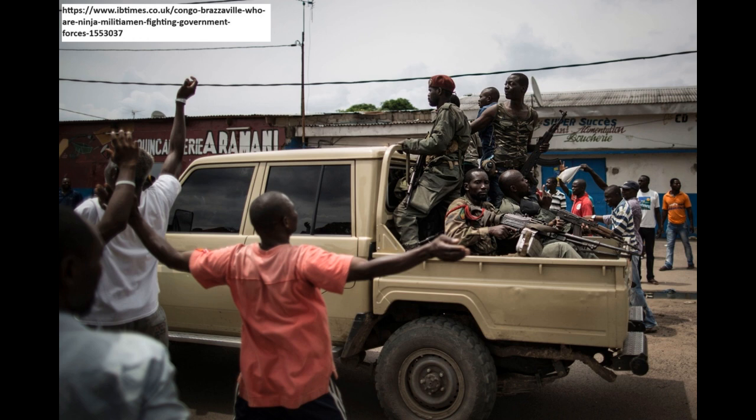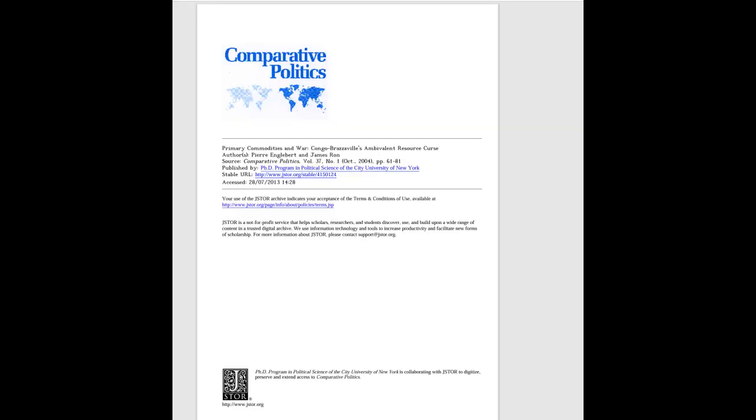The article, Primary Commodities in War, Congo-Brazzaville's Ambivalent Resource Curse, by Pierre Engelbart and James Ron, explains how the fact that oil was mostly located offshore and handled by French specialists, and therefore not as easy to control for militia groups, and Sassou's willingness to incorporate many of his opponents into his regime led to the conflict to not spiral out into warlords building their own mini-kingdoms.